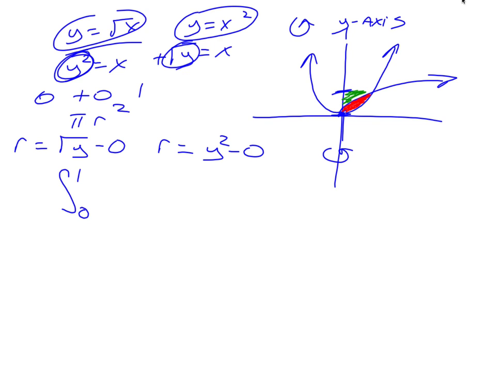We're going from 0 to 1. My first r is, I forget my pi, square root of y minus pi. The second one is y squared squared. There it is. I'm set up.